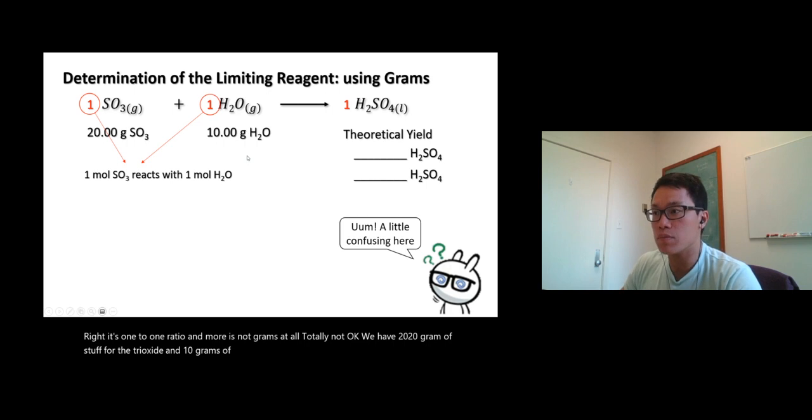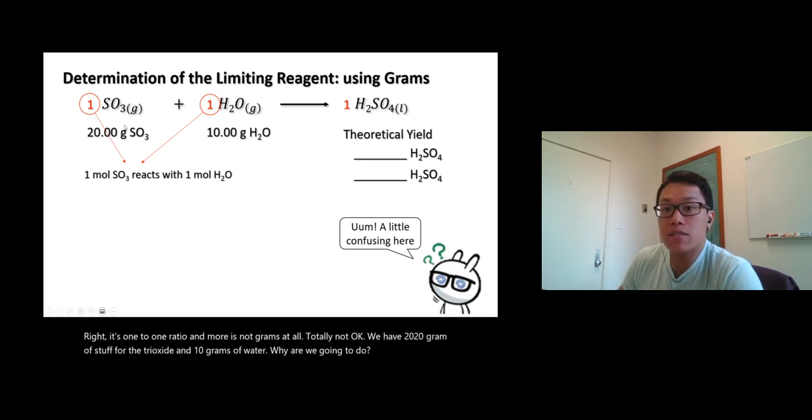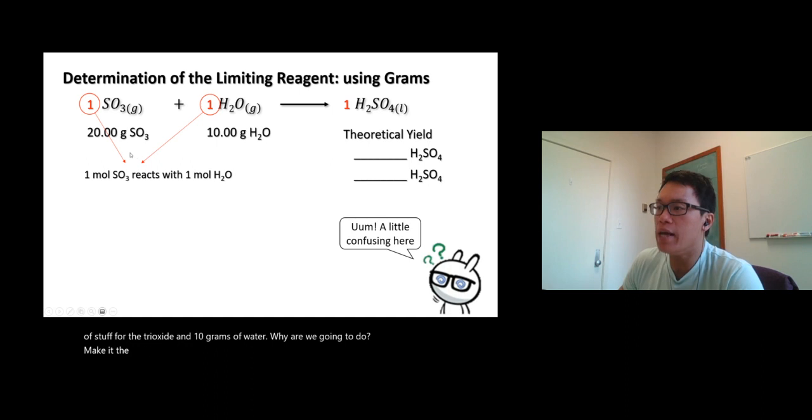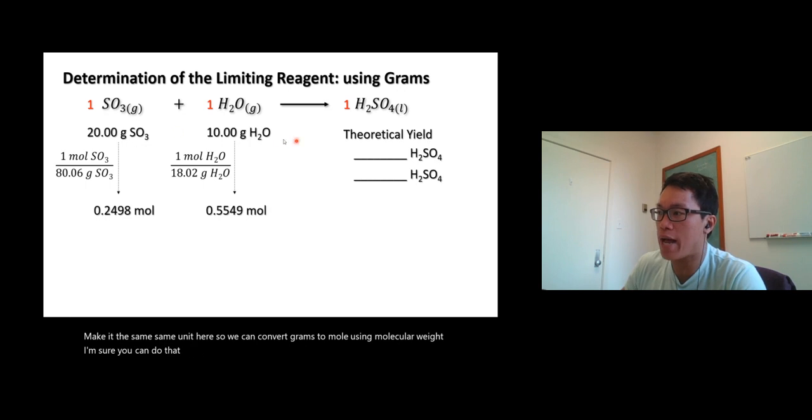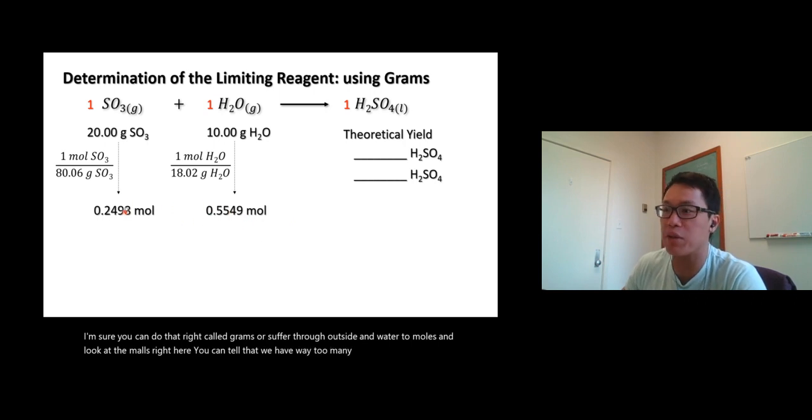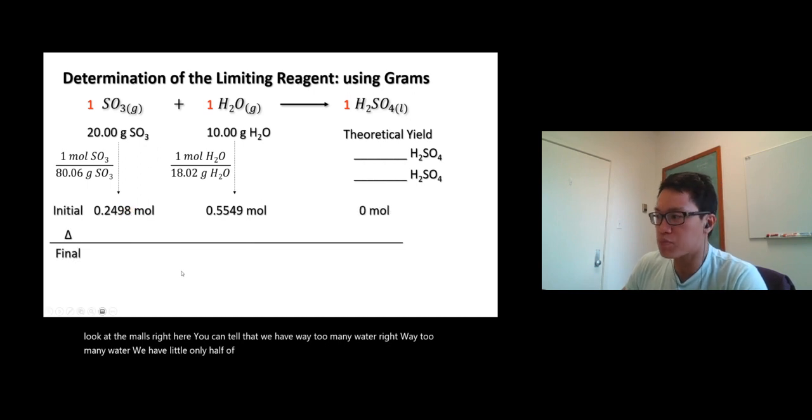Well, we have 20 grams of sulfur trioxide and 10 grams of water. What are we going to do? Make it the same unit. We can convert grams to moles using molecular weight. I'm sure you can do that. Convert grams of sulfur trioxide and water to moles, and look at the moles right here. You can tell that we have way too much water. We have only about half as much sulfur trioxide in moles.